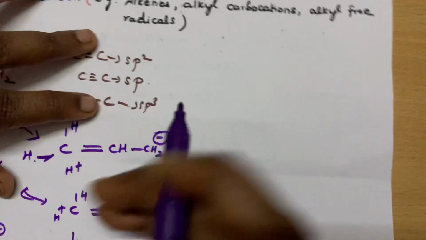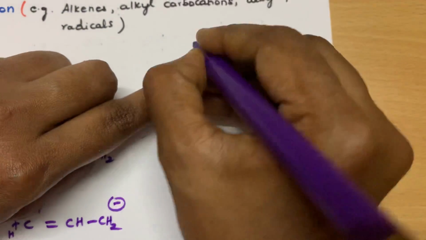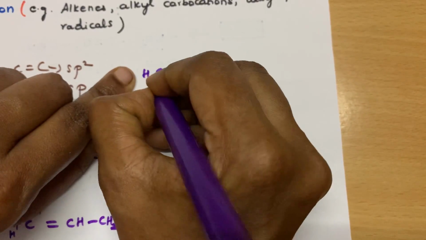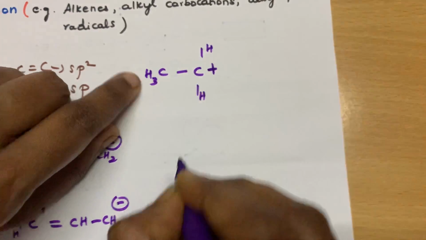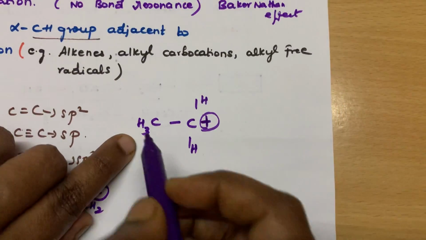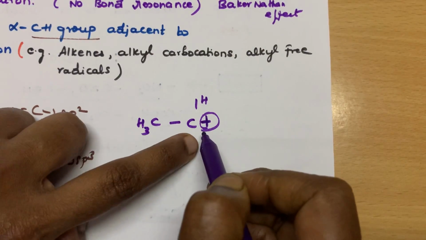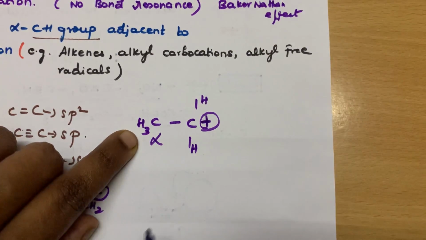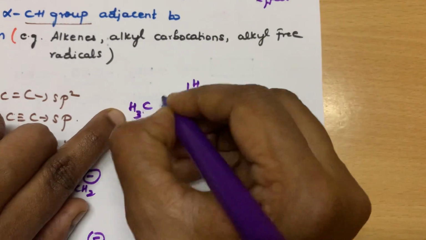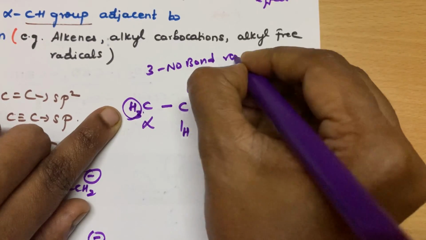The same effect takes place when you have a carbocation. This is also sp2 hybridized, isn't it? So a carbocation is attached to a methyl group. How is this carbocation stabilized? It is stabilized through the inductive effect and also through hyperconjugation. This is an sp2 hybridized carbon, and this is the alpha carbon. How many hydrogens does it have? It has 3 hydrogens, and it is stabilized by 3 no bond resonance structures.